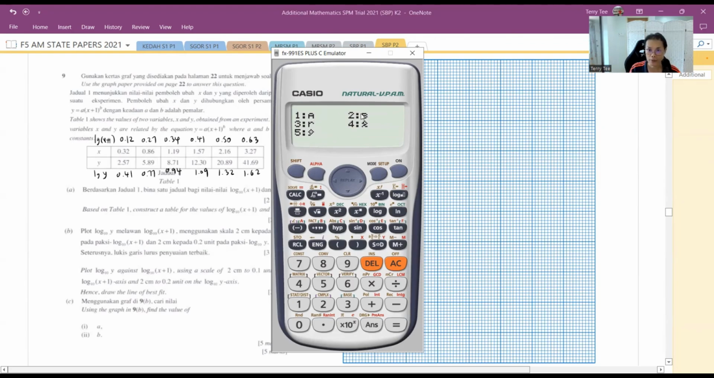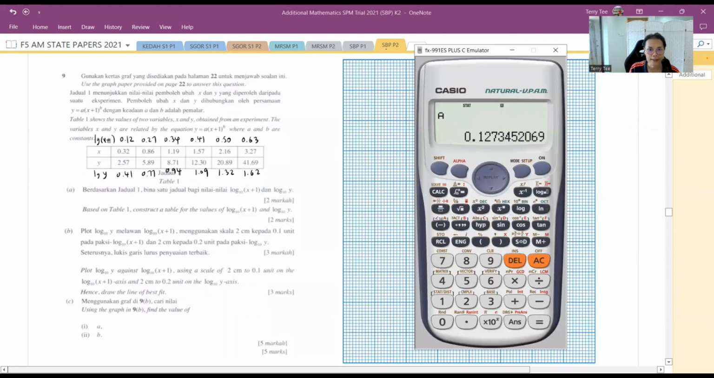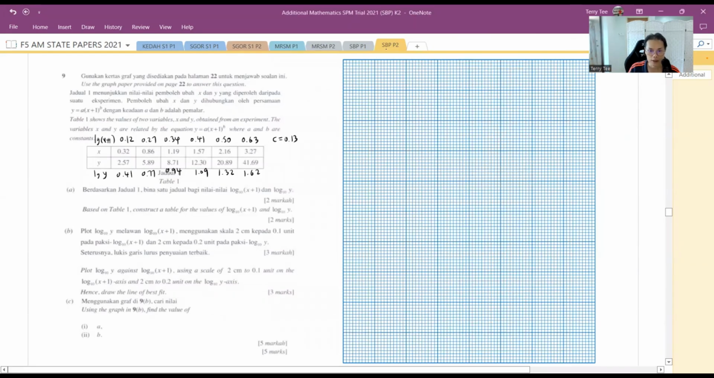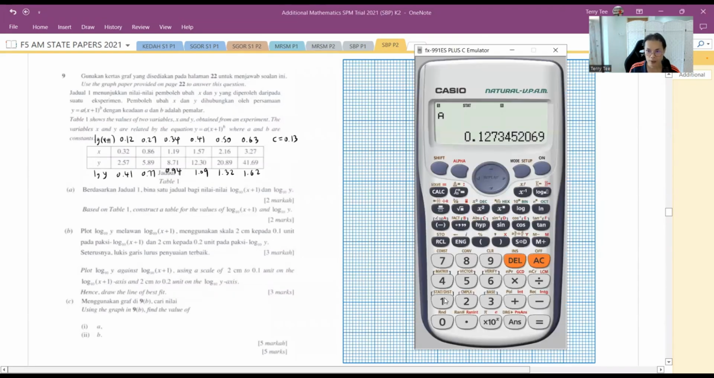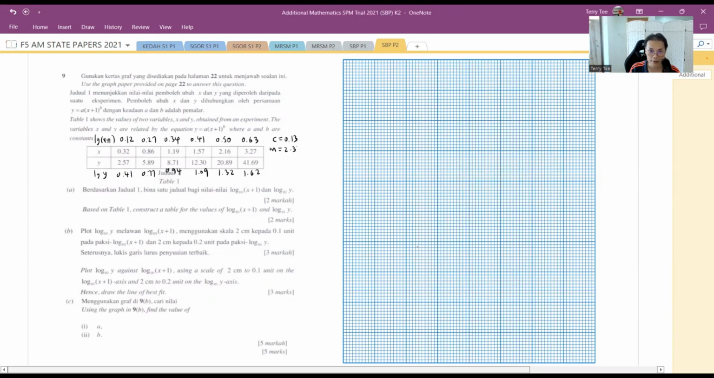So you've got your A, B, r. Your A represents your y-intercept, B is your gradient. So I press 1, I press equals. My y-intercept is 0.127, or 0.13, so I'll just take 0.13. And for my gradient, I press shift 1 again, press 5 for regression, press 2 for B, I press equals, 2.37. That means my gradient is 2.37.